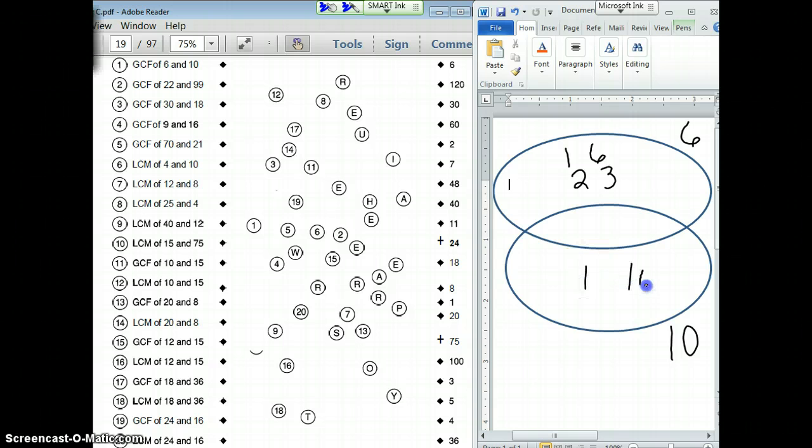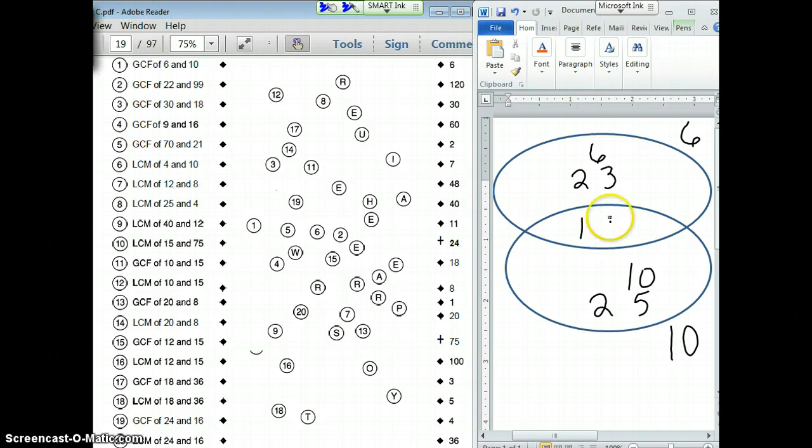For 10, we've got 1 and 10. We've got 2 and 5. Nothing for 3, nothing for 4, and then we get our turnaround. All right, so here we are looking for some common ones. 1 is always going to be a common factor. And remember, if you put it in the middle on a Venn diagram, you must take it off on the other side. You can only have 1 on there twice.